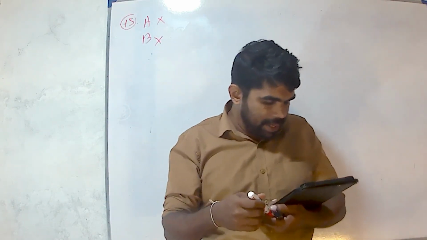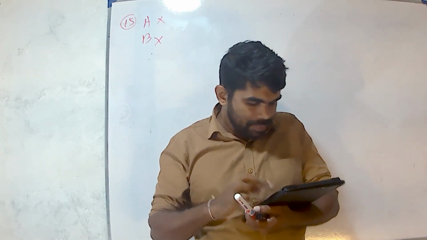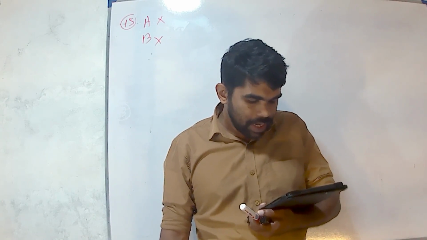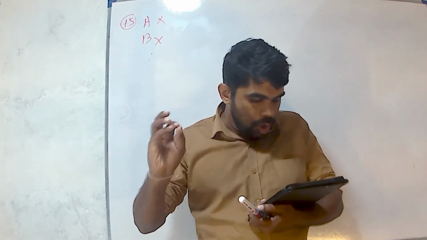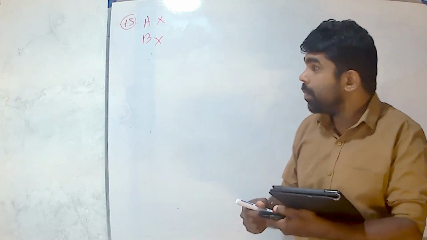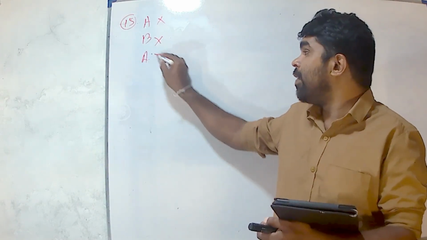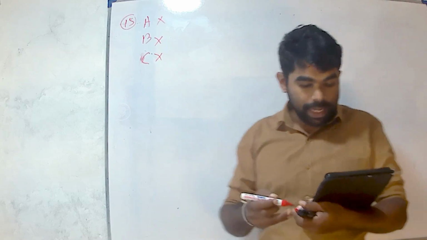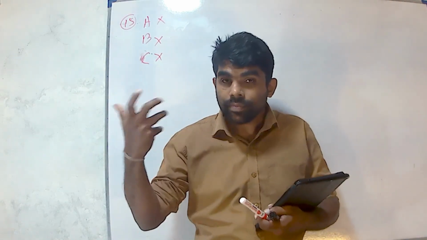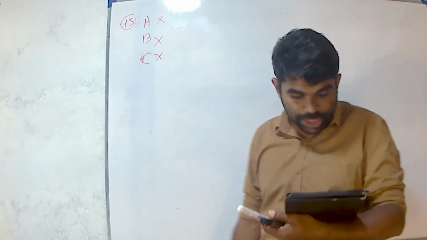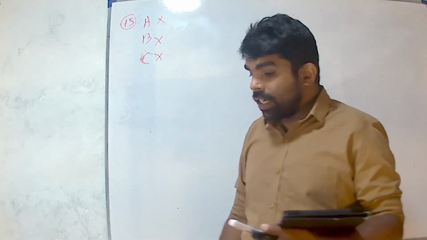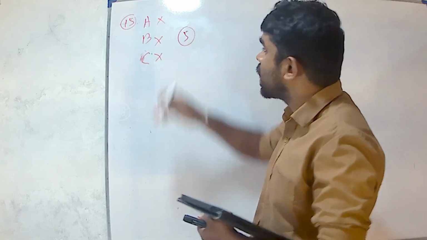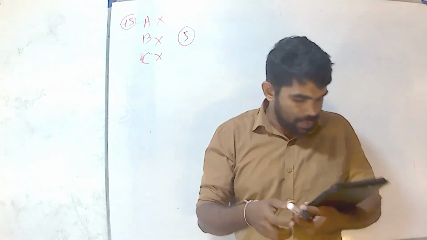Then statement C: the disc B has higher rotational inertia about its axis. The radius of A is the greater value, therefore A has the higher rotational inertia, moment of inertia. So all statements are false. We have to consider 5 as the correct answer for question number 15.